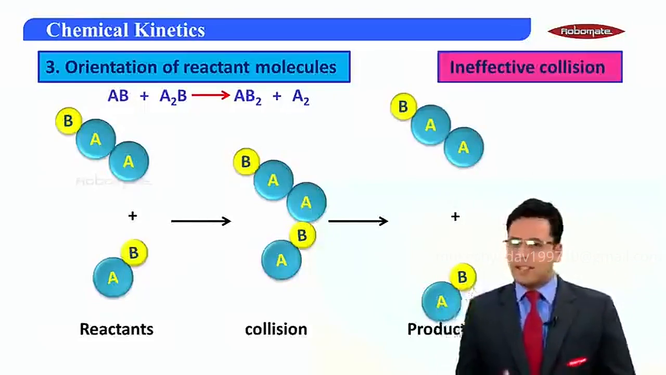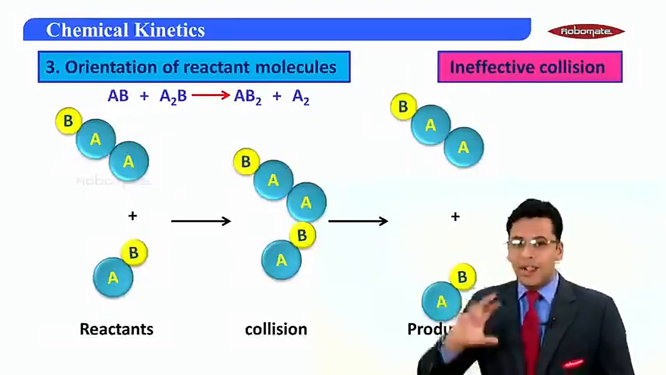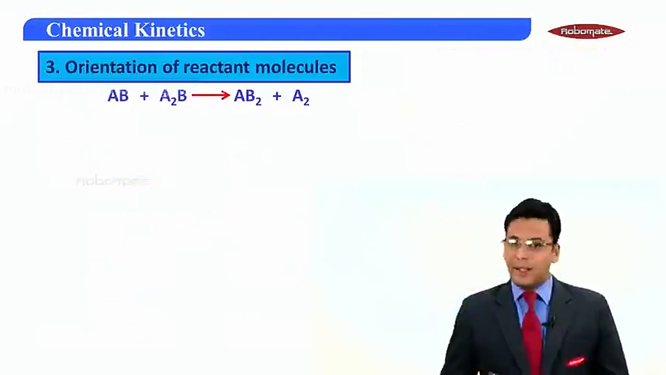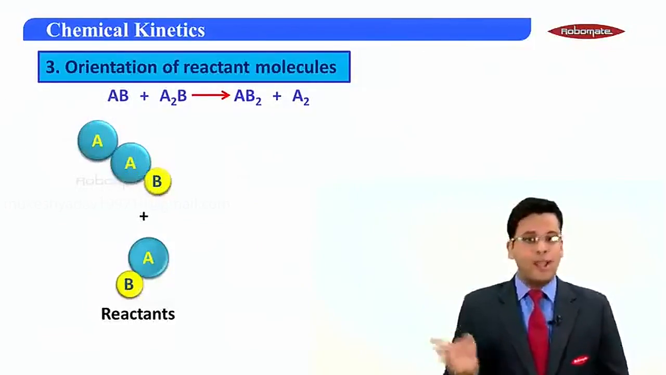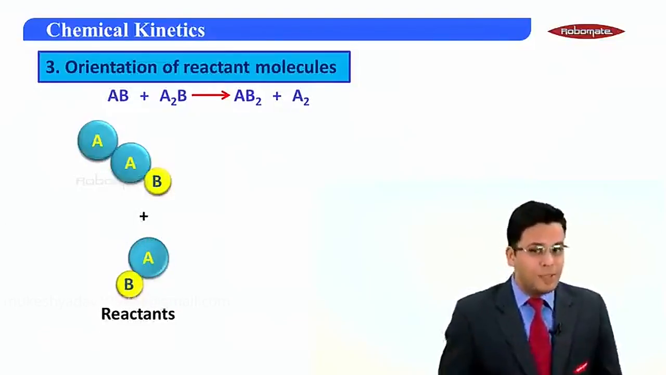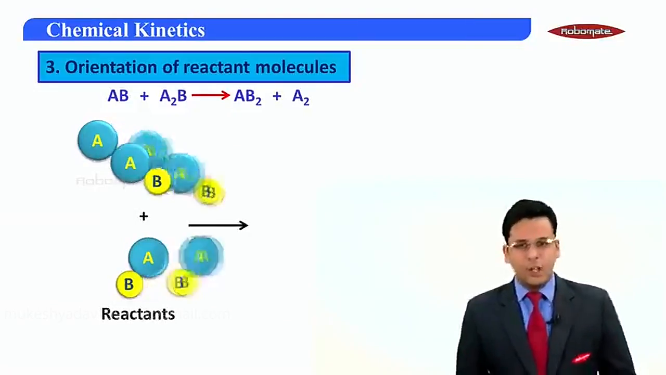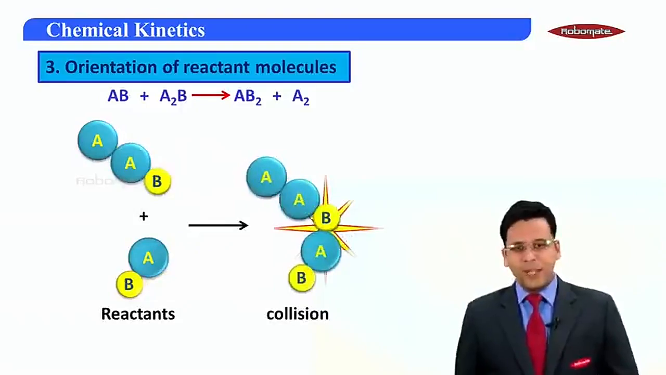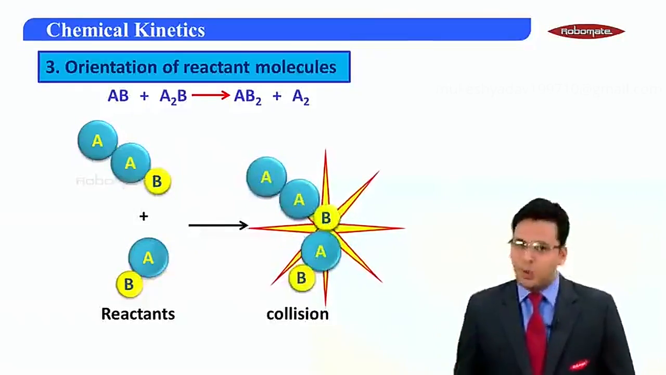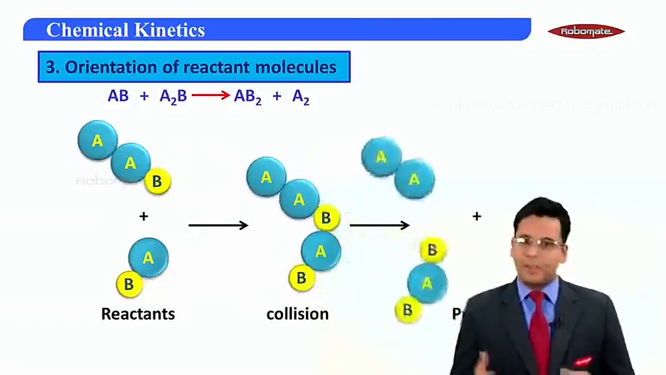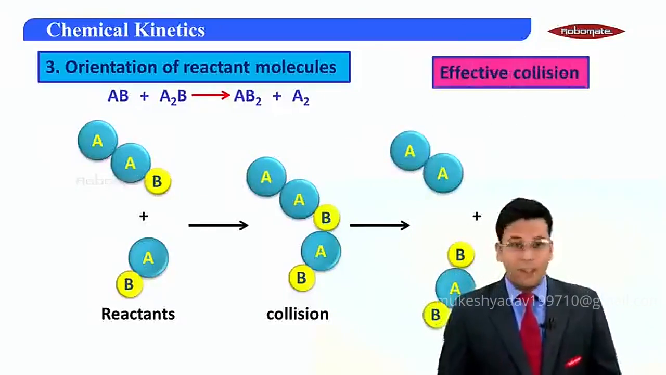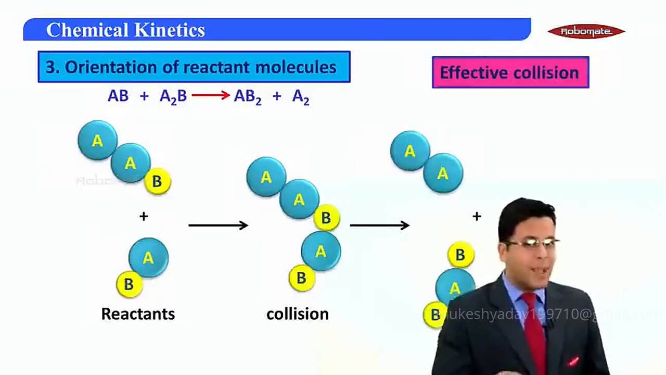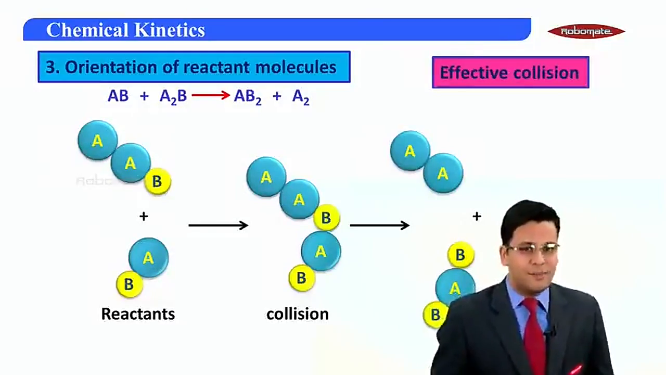But if I take this A2B molecule and I flip it around like this, now if I want AB2 and A2, this can happen. Watch this. When the collision takes place now, you can have AB2 and A2, which will be separated out. So this kind of collision will be effective because it has happened in a proper orientation.